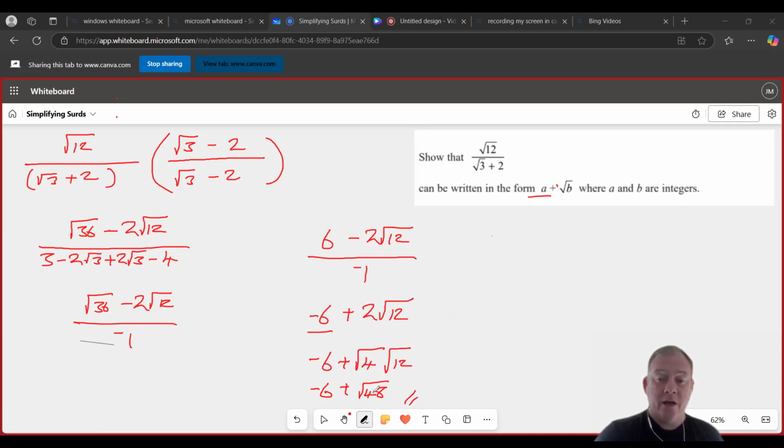Of course, we can simplify square root 48. We do not need to for this question because it is in the correct form. That's all we need to do. I hope that helps.